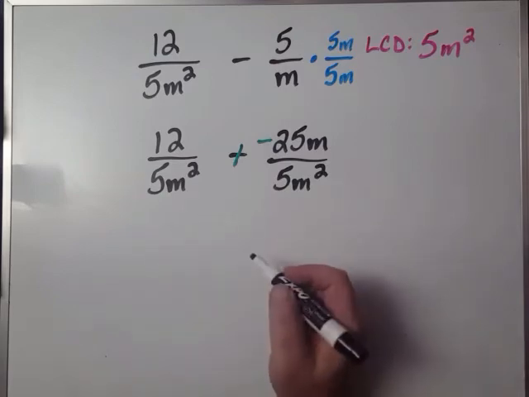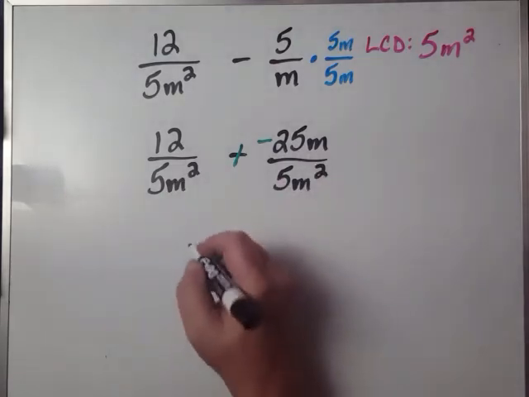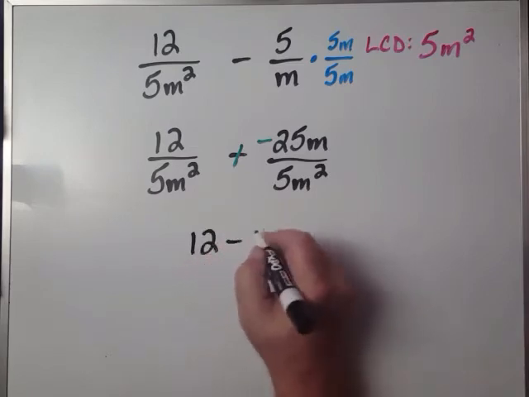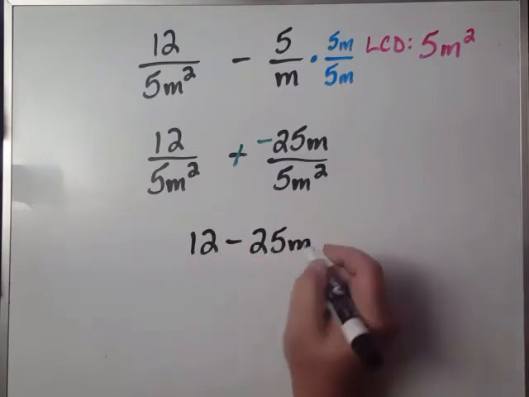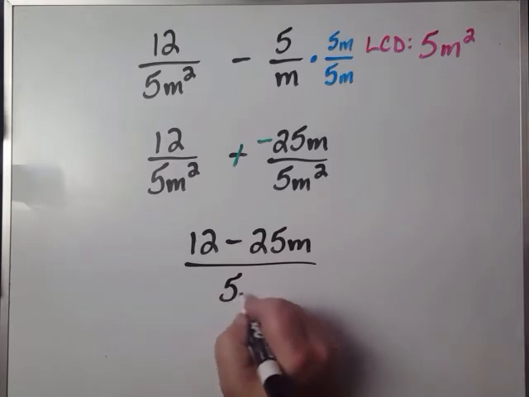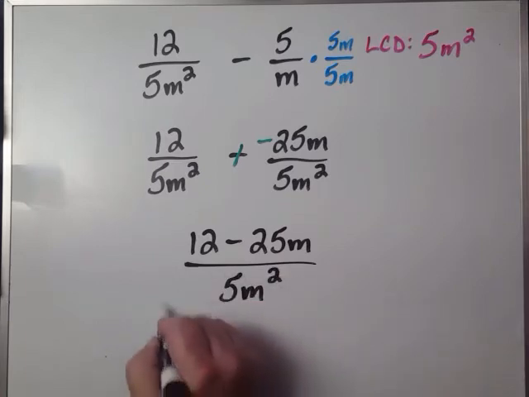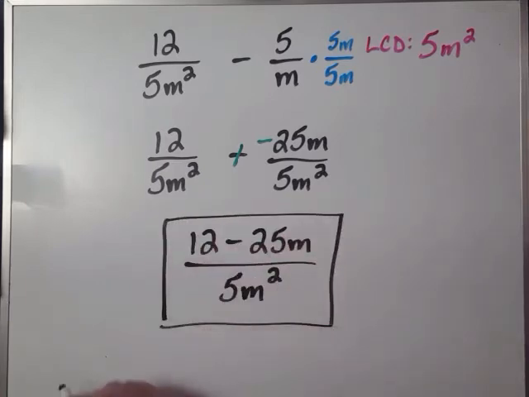We're ready to add these numerators. They are unlike terms, so we have simply 12 minus 25m. And that's all over this common denominator. That numerator is not factorable any further, and there are no factors common to the top and bottom. So that is in lowest terms.